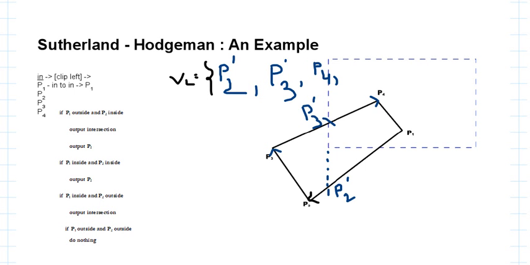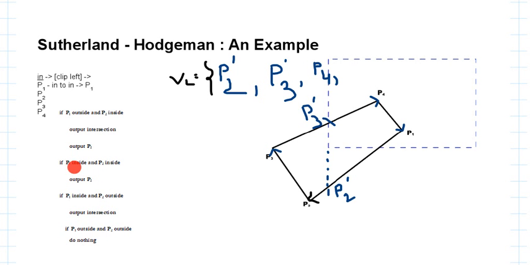Now the last edge, which is P4 to P1. Again follow the same directional convention. Here the starting point is P4 and the end point is P1. So here this second condition will be satisfied.